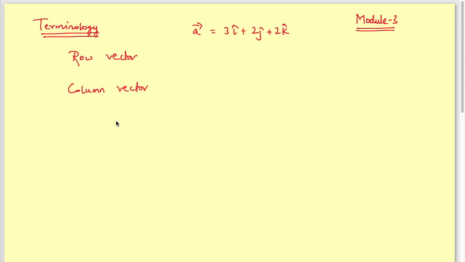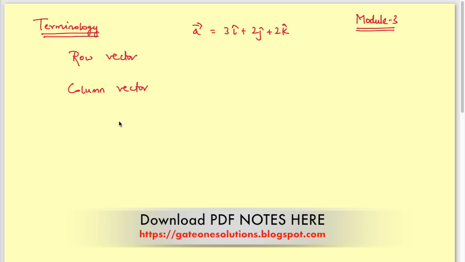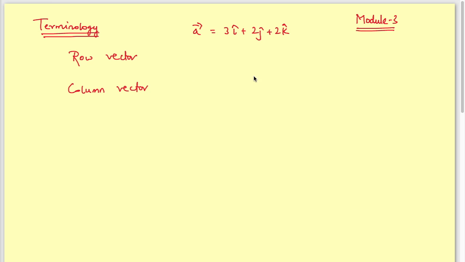Before I move to some important topics, I want to explain some terminology. What is a row vector and what is a column vector? In this case we have our orthogonal basis as i, j and k, so it is represented as a row vector as 3, 2, 2, and as a column vector it is represented as 3, 2 and 2.